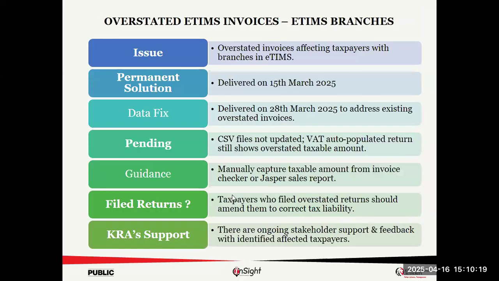Now, this was the other, actually, this is what made us not even train for 2 months. Overstated e-TIMES invoices. The scope of this issue was only limited to e-TIMES. Now, for e-TIMES, the scenario was affecting those who have branches. You have branches in e-TIMES solutions, the different e-TIMES solutions. Now, we stopped the bleeding on 15th of March 2025.